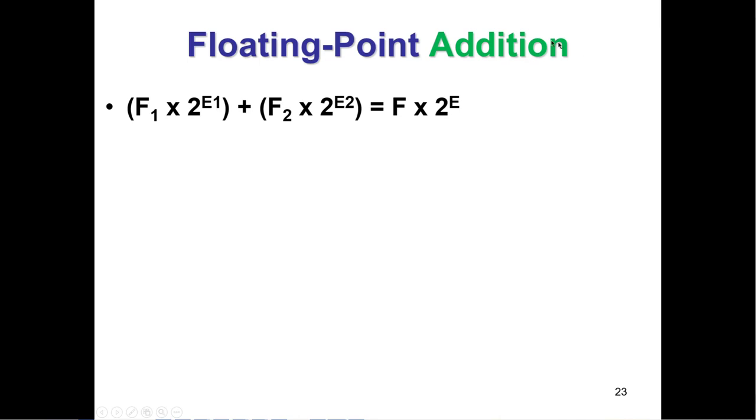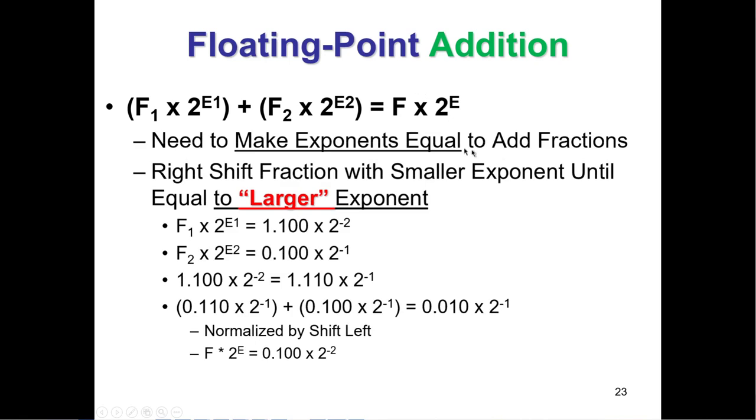Floating point addition. All right, so how do you do floating point addition? Same thing, we have two numbers, number 1 and number 2 here. F1, the fractional portion of 1, F2, the fractional portion of 2, 2 to the exponent of 1, and 2 to the exponent of 2. So basically, we want to produce a result. And so how do we do that? Well, the first thing we do is we make the exponents equal so that the fractional portions have the same value, they line up so you can actually add them. And so you right shift the fraction with the smaller exponent until it's equal to the larger exponent. So you right shift to get your smaller exponent up to the larger exponent.